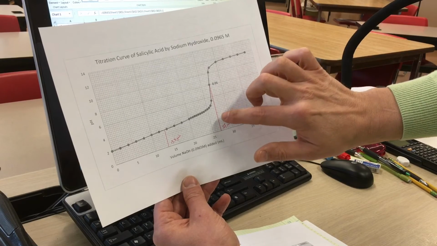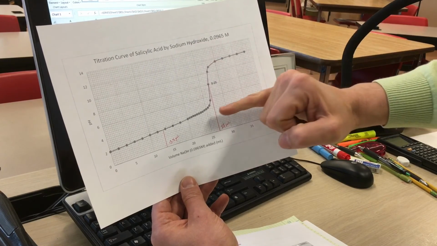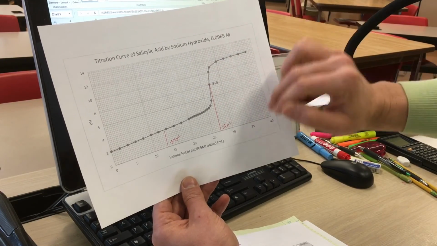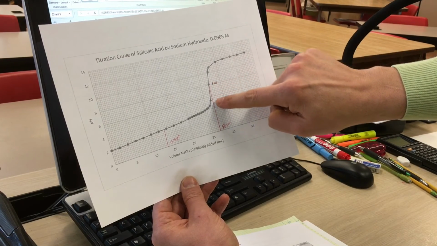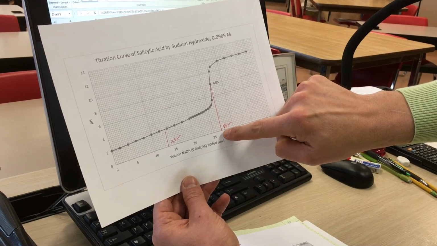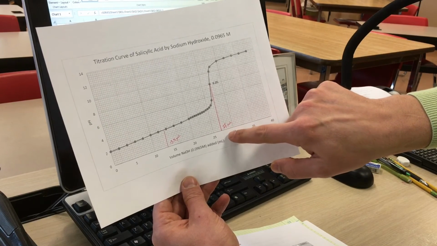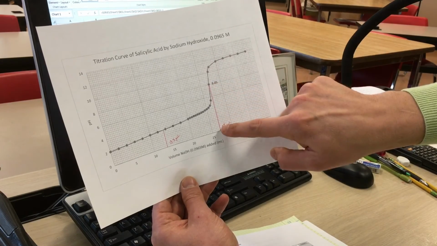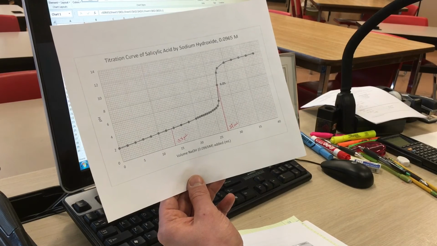So what you need to do is to take the steep part of the graph, and then halfway up, that's your equivalence point, where the moles of acid are equal to the moles of base. So if you go down to the volume of NaOH, in my case, I added 27 milliliters to get to the equivalence point. So 27 milliliters is the volume of NaOH that I added.